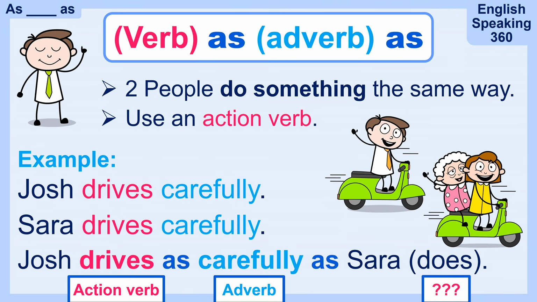What is does? Does is the auxiliary. If you're not sure how to find the auxiliary, change the sentence into a negative sentence. Josh doesn't drive. Doesn't. So does is your auxiliary here. So that's why we use does at the end here. However, remember, it is optional. So you can say Josh drives as carefully as Sarah. Or Josh drives as carefully as Sarah does.